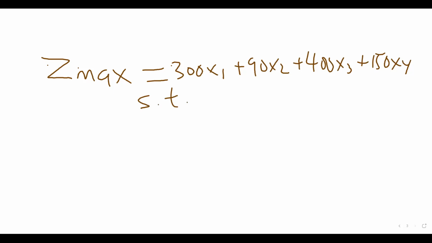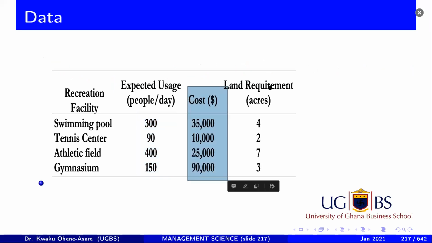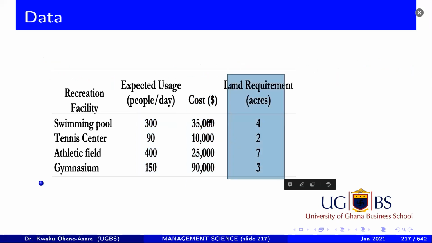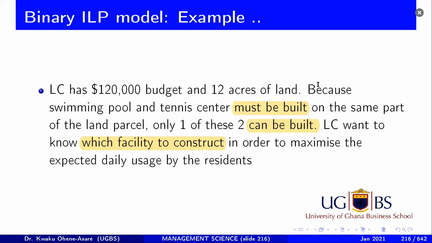If you check the graph there, you see that there are two constraints first. You have the cost or the budget constraint, and you have the land constraint. For the cost constraint, we are going to add all of this, and for the land constraint, we are going to add all of this, each multiplying the decision variable. But look at the limit. You are told that the limit for the budget is 120,000. Then the limit for the land is 12 acres.